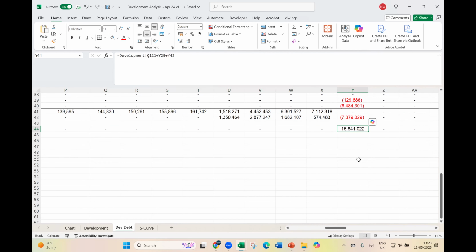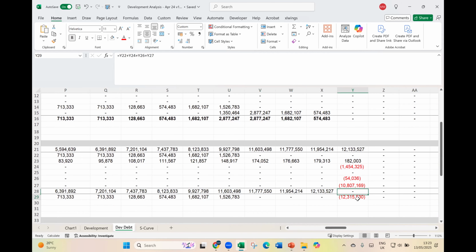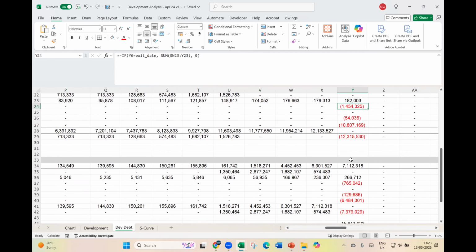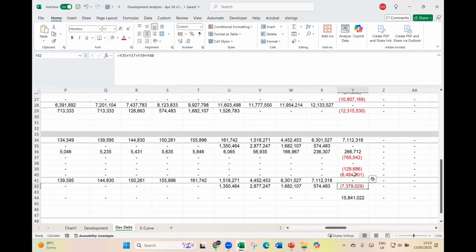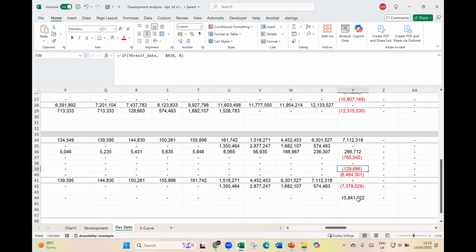How are you going to get the 15 million? Because you are going to sell the site for 35 million, and then you have 12 million to pay back the debt. So you borrow 10 million, and then you need to pay 1.5 million in interest. Yeah, your finance costs. And then you're going to have mezzanine debt. You're going to borrow 6.5 million, and then you have to pay back interest of 765 and 129 thousand for the mezzanine.